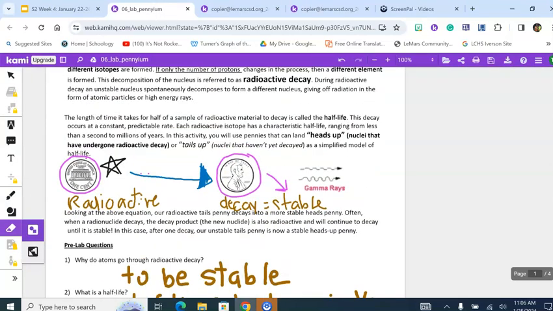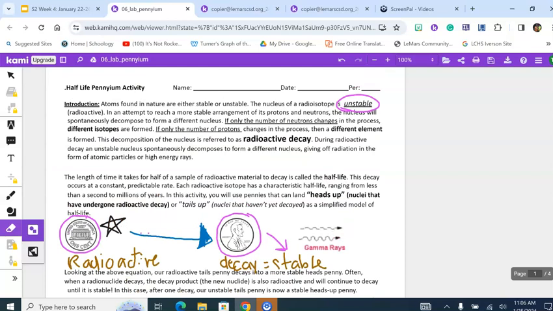Okay, so I'm going to give you about a minute, maybe 2, to find this lab. It is the Pennyium Lab. You picked it up earlier this week. Okay, so if you don't have this, I do have extras in that gray tote back there. Let's talk a little bit about what you're going to do today. So today, you are going to simulate a half-life using 100 pennies.